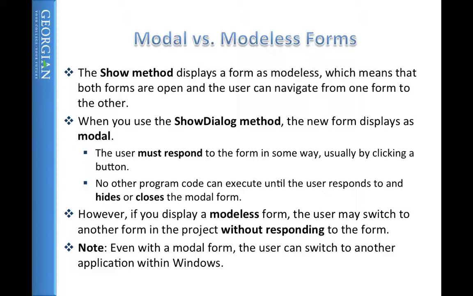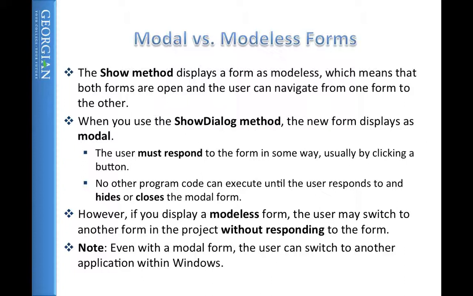And sometimes you might have an app that needs that. But an about box is a great example of a form that you need to click away. You can't just leave the about box open and keep working. You want the user to click it away, so it's probably better to use the ShowDialog method, because it's modal. The user has to respond to it, or the app won't continue at all. It'll stop you from doing stuff. Here's the other thing. No other program code can execute until the user responds to and hides or closes the modal form. We're going to talk about the difference between hiding and closing as well. There's a difference in terms of the way we carry on data.